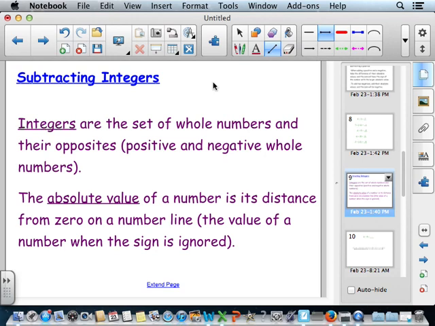My goal for this video is to be able to subtract integers. Integers are the set of whole numbers and their opposites. Basically, they're just my positive and negative whole numbers. The absolute value of a number is its distance from 0 on a number line. Basically, it's the value of a number if you ignore the sign.